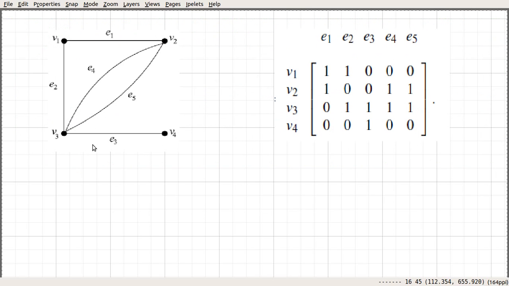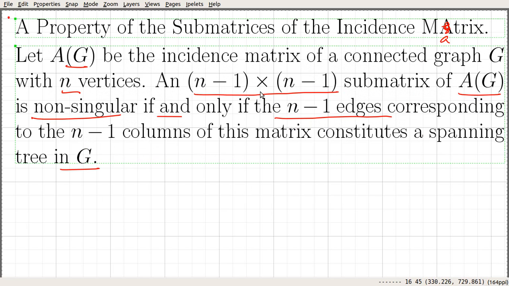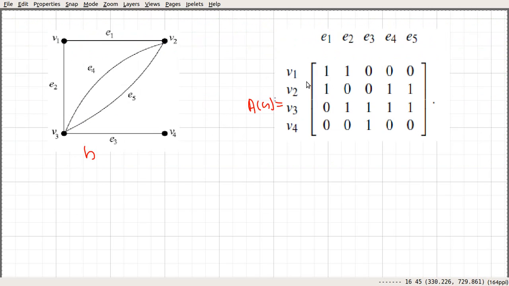So let's consider this graph G and the incidence matrix of this graph, A of G. That says we need to consider an n minus 1 by n minus 1 submatrix, right? So let's go from a spanning tree to a matrix. Let's consider a spanning tree in this graph.